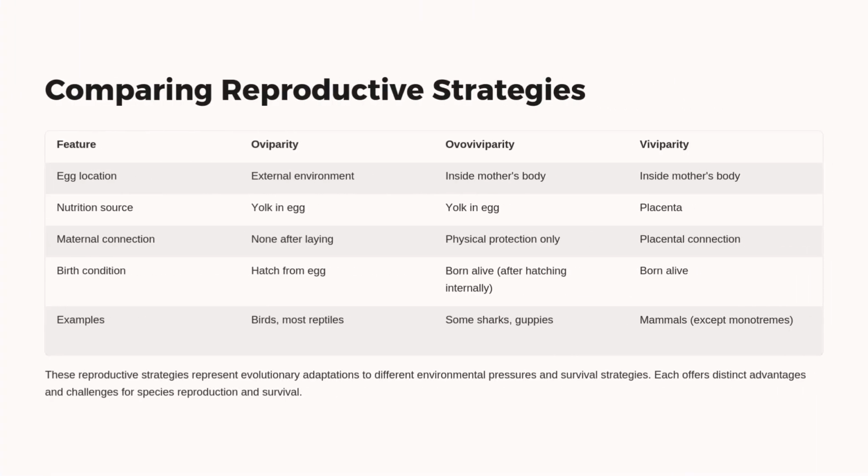Comparing reproductive strategies. Take a minute to observe the table, comparing reproductive strategies between oviparity, ovoviviparity, and viviparity strategies. These reproductive strategies represent evolutionary adaptations to different environmental pressures and survival strategies. Each offers distinct advantages and challenges for species reproduction and survival.